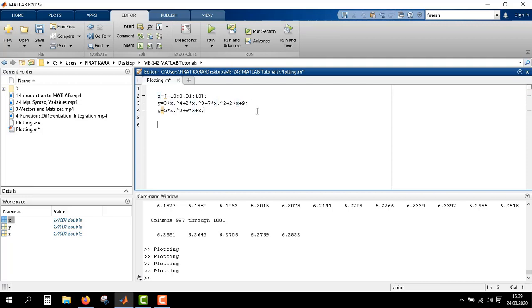Let's plot the graphs, the graph of y and g. But now I want to draw the graphs of these functions in the same plot. Okay, let's run.